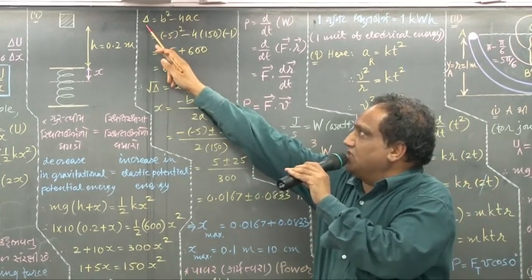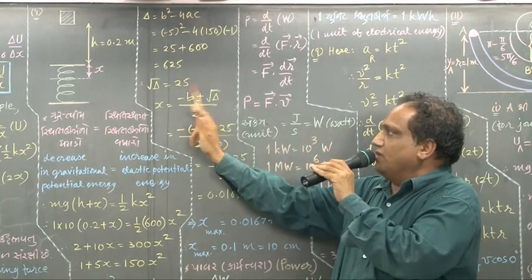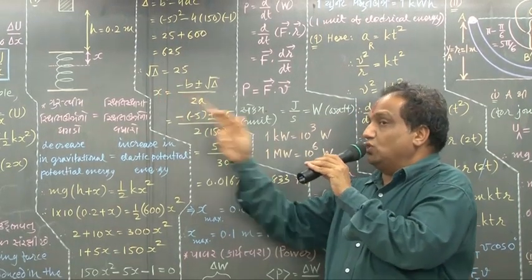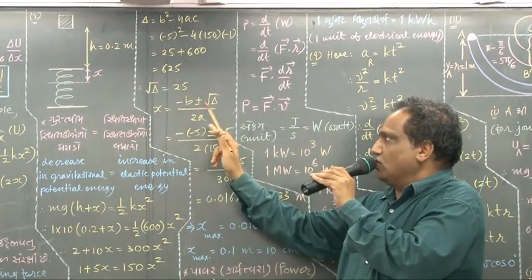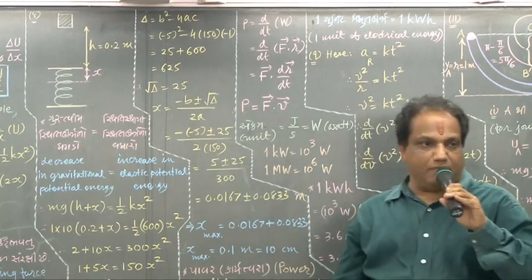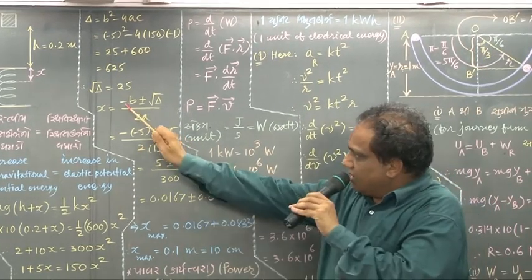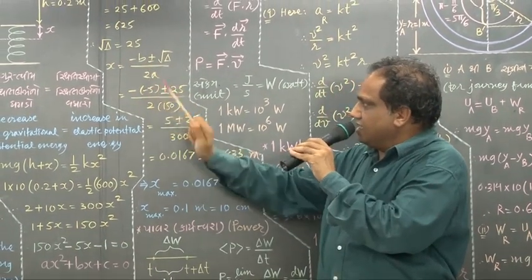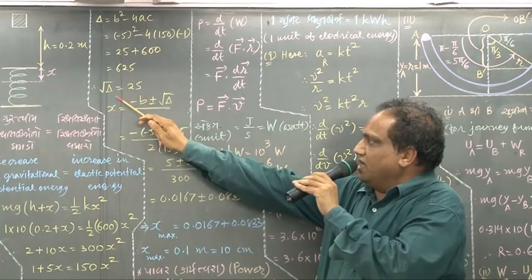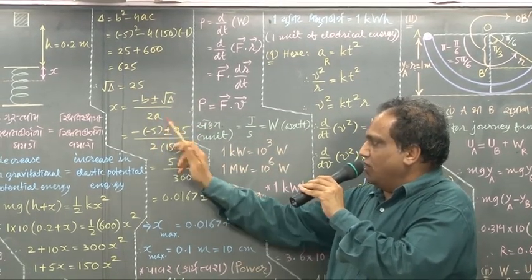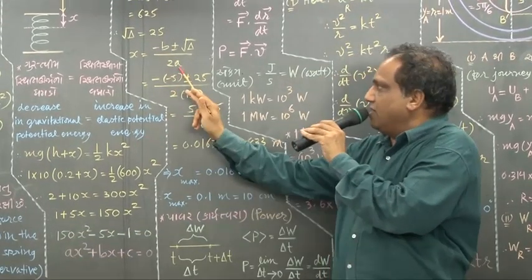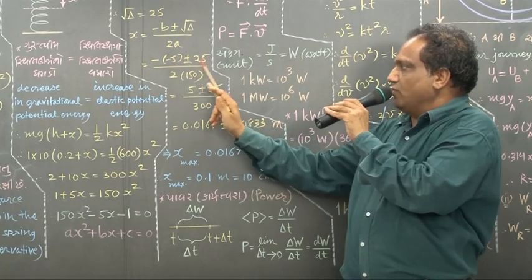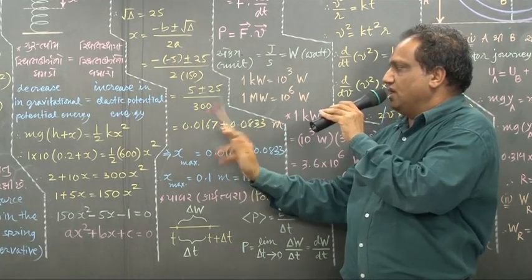Take the square root on both sides. Square root of this will be root delta, and square root of 625 will be 25. What are the two roots of this quadratic equation? x equals minus b plus or minus root delta upon 2a. What is the value of b? Minus 5. Root delta is 25, upon 2 into a. a is 150. Now minus minus plus, so that is 5 plus or minus 25 upon 150 into 2, that is 300.